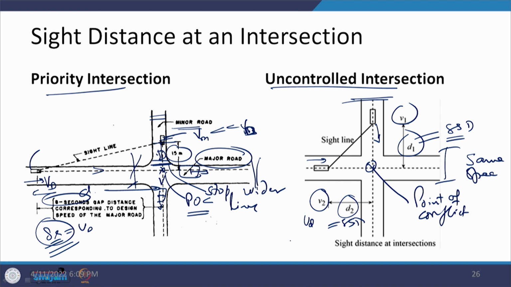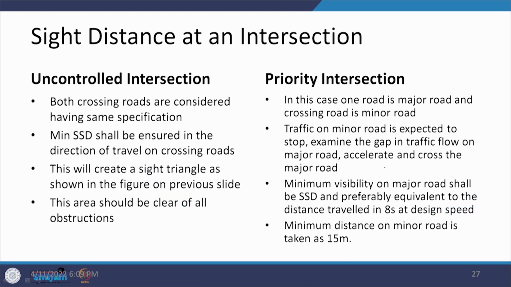And that is what gives us, if we have this A, B and C, this site triangle in the case of a priority intersection. Here this is A, B and C, another site triangle in the case of uncontrolled intersections. The same things have been defined here, defining the priority intersections and the uncontrolled intersections. Uncontrolled, both crossing roads having the same specifications, minimum SSD has to be there. This creates a site triangle as I have shown you as A, B and C, and this should be clear of all obstructions.